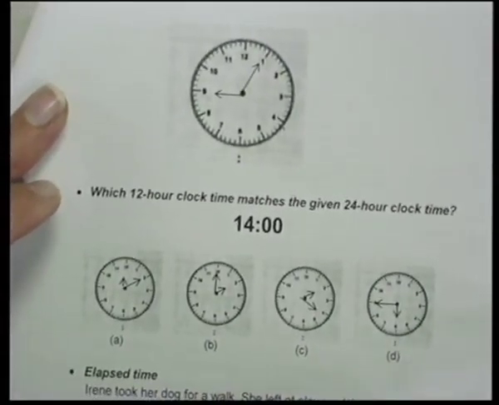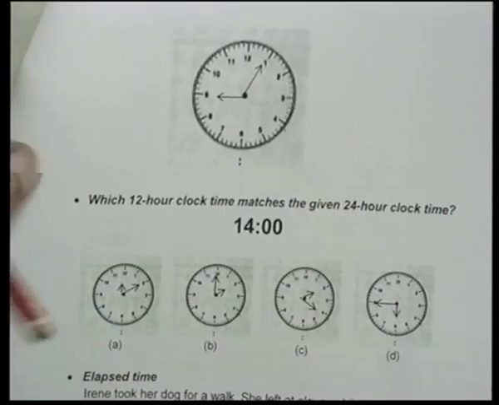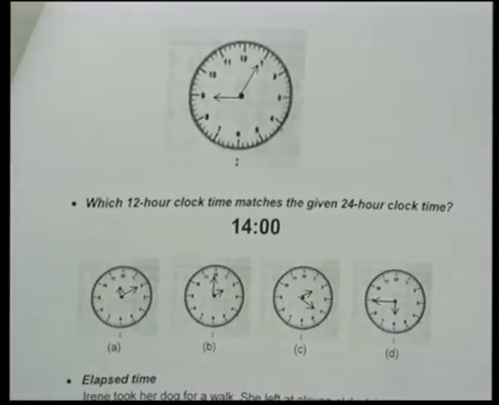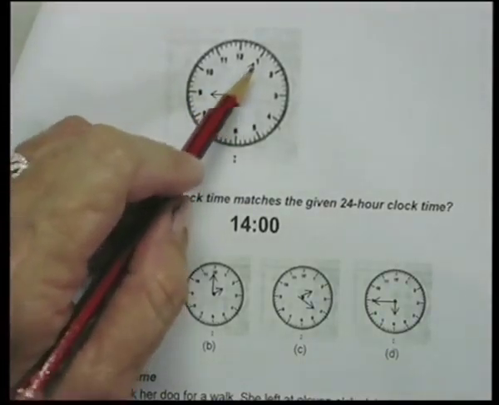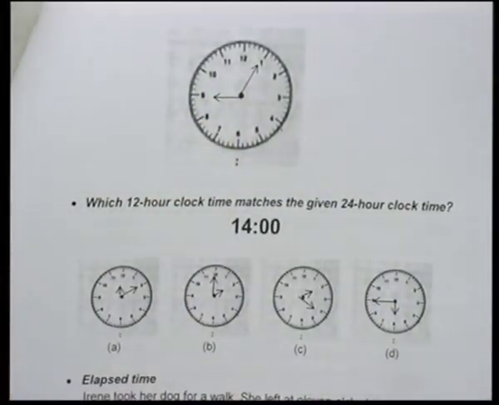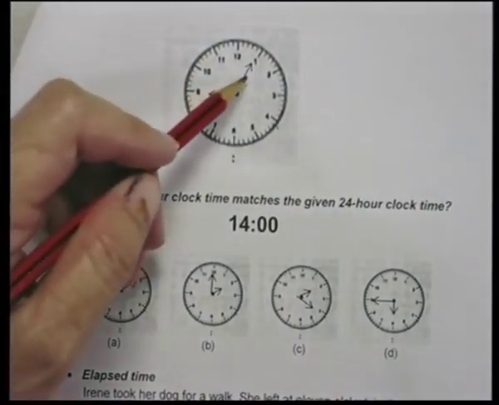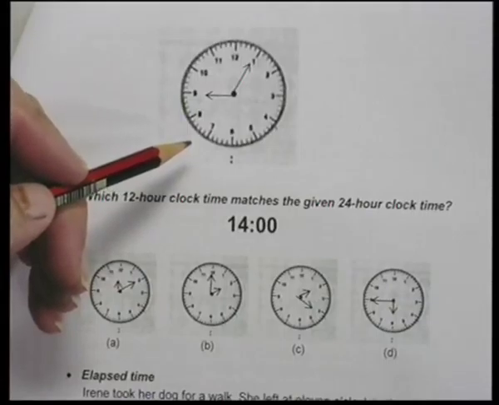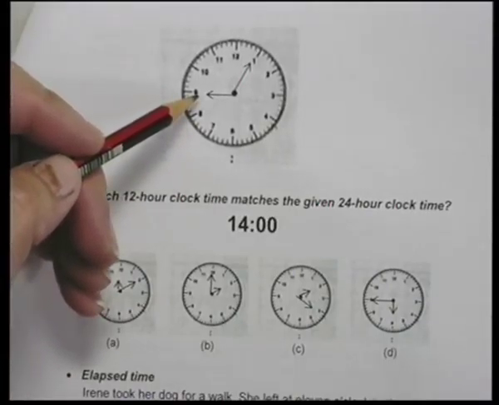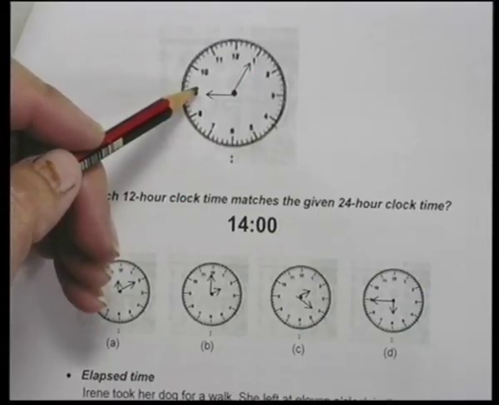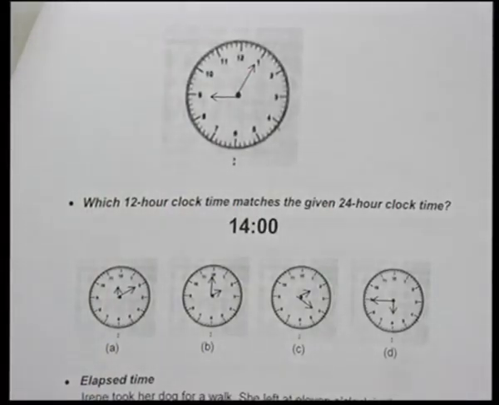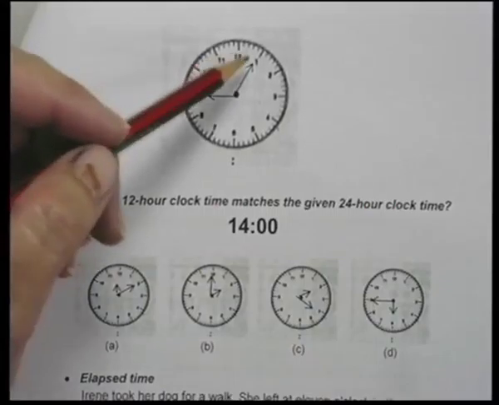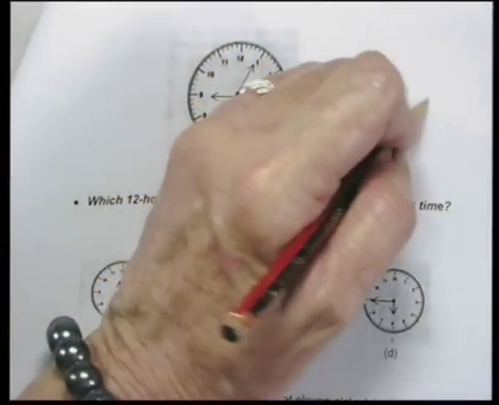Here we see some clocks. Some learners do not have clocks, so they don't know how to read the clock or a watch. Which 12-hour clock time matches the given 24-hour clock time? So what is the time on this watch? It seems like 5 minutes past 9. But we don't know whether it's in the morning or in the afternoon or in the night. Which one is the same? Or how do we write it in the 12-hour clock? So this is 09:05.